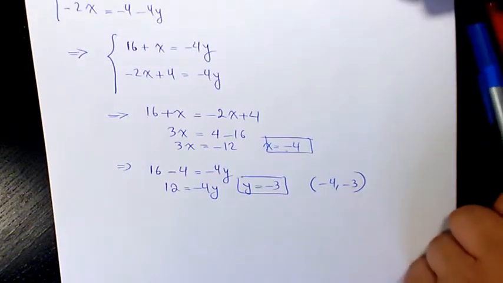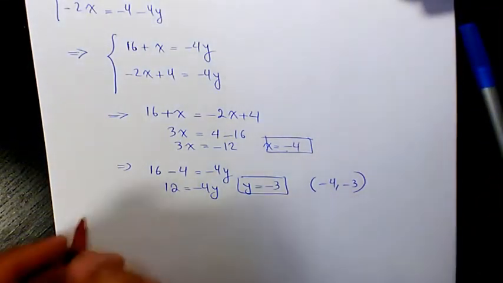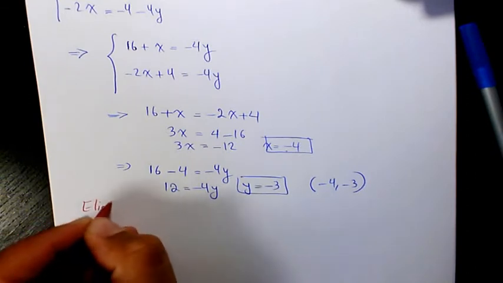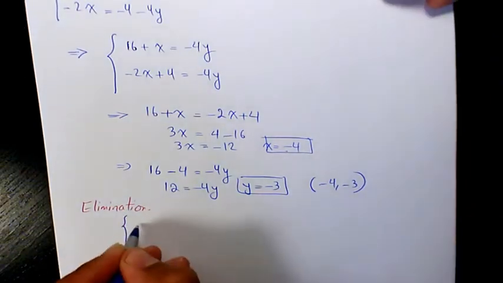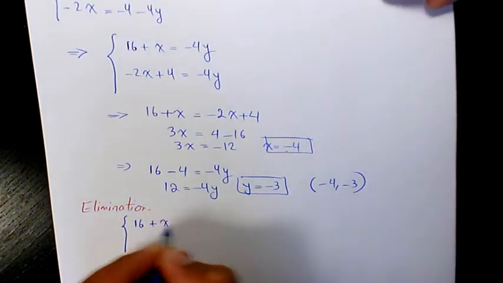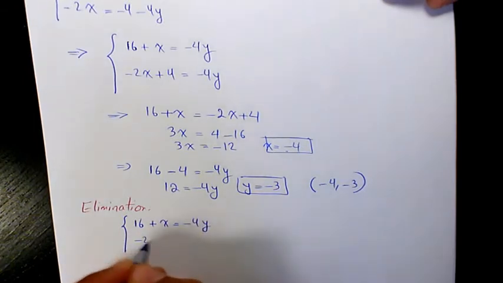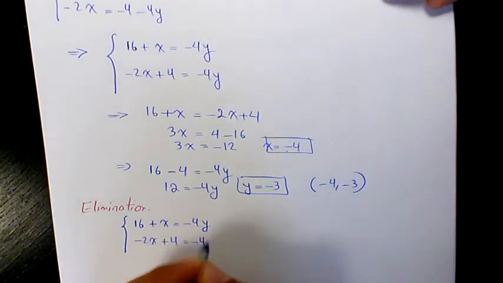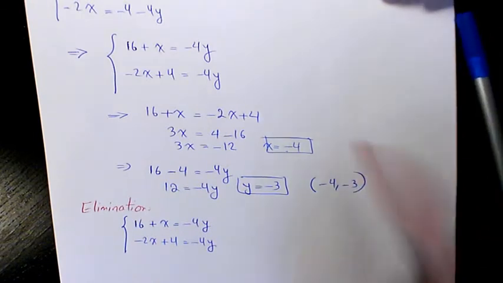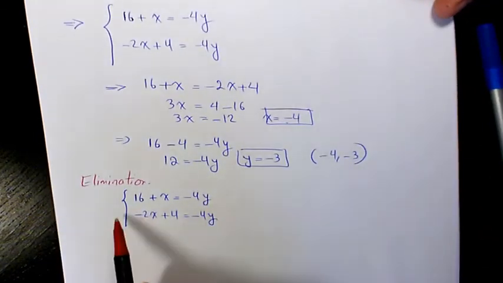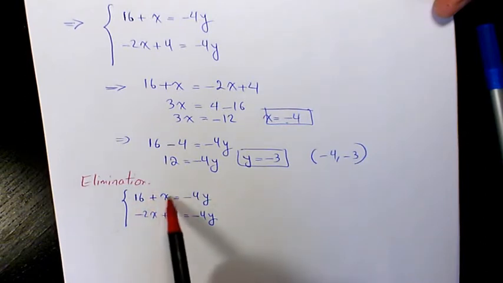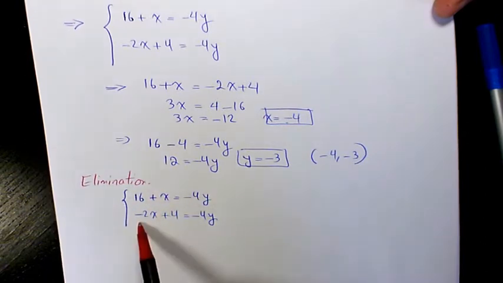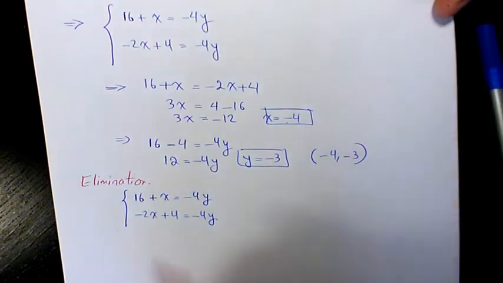Now let's solve it using the elimination method. We have 16 plus x equals negative 4y. Negative 2x plus 4 equals negative 4y. In order to eliminate y, I can multiply one of these equations by negative 1, just one of them. Or I can multiply the first equation by positive 2. So it's going to be 2x, and this one is negative 2x. When you add them, they're going to be cancelled out.